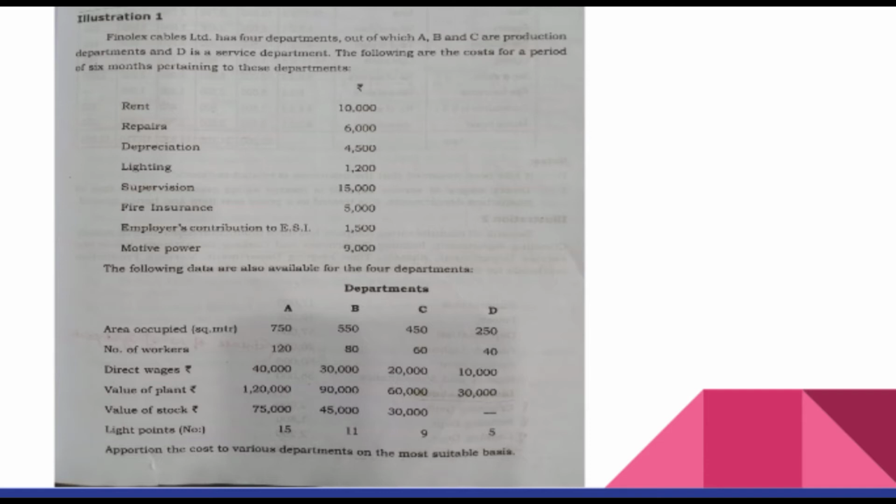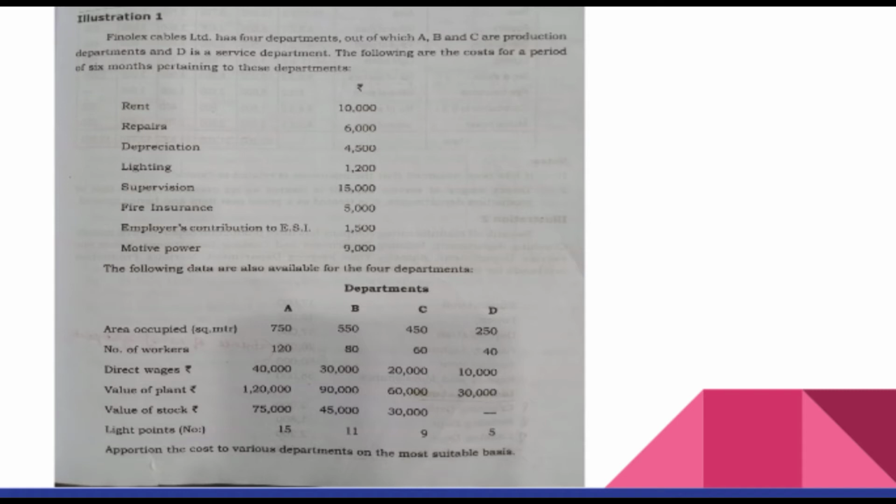Phenolux Cables Limited has 4 departments, out of which A, B and C are production departments and D is a service department. The following are the costs for a period of 6 months pertaining to these departments. Rent 10,000, repairs 6,000, depreciation 4,500, lighting 1,200, supervision 15,000, fire insurance 5,000, employer's contribution to ESI 1,500 and motive power 9,000. These are all indirect expenses or overhead items.